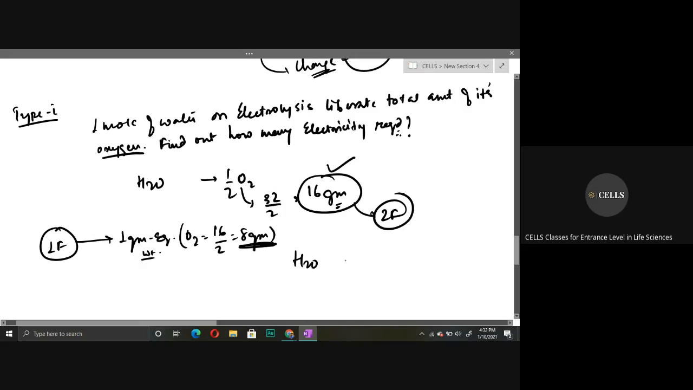You can do it in this way also. Suppose you have H2O and you do the reaction, so you need 2H plus, and to balance that you need 2e minus. 2e minus means 2 moles of electrons, and 2 moles of electrons means 2 Faraday, because 1 mole of electrons gives 1 Faraday. So the answer is 2 Faraday of electricity is required. Type number 1 problem. Next type.